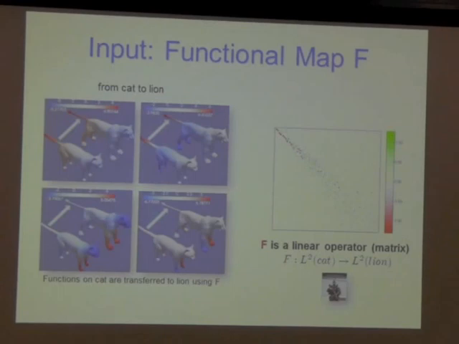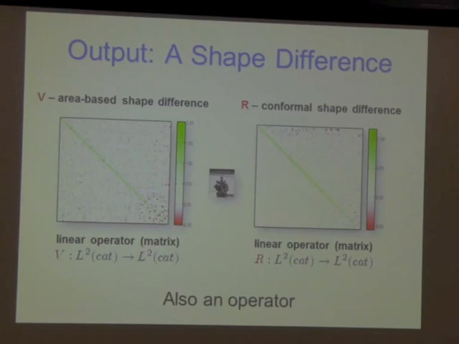So again, this is sort of an operator view because I have a functional map that itself is a linear operator. And then from that, I can get another linear operator that now maps the domain space to itself, maps the cat functional space to itself. That is what I call the area-based difference, and there's a corresponding thing that I will not discuss called the conformal shape difference.